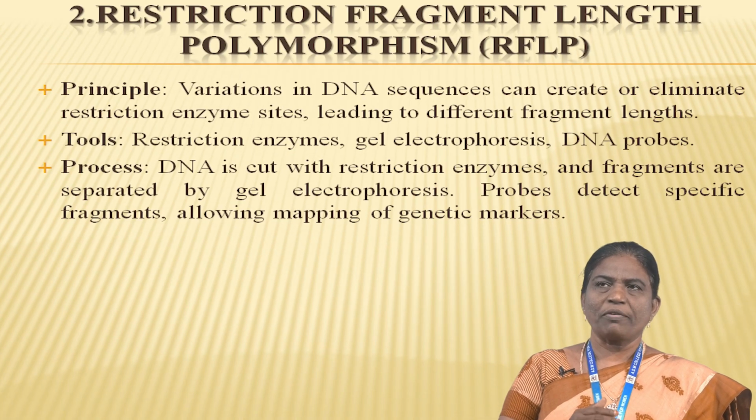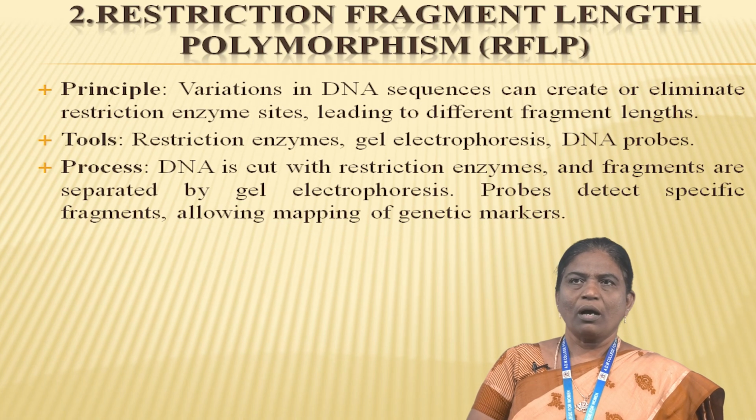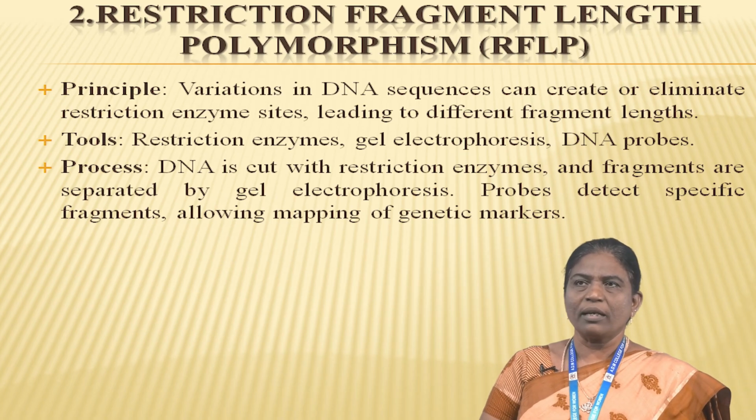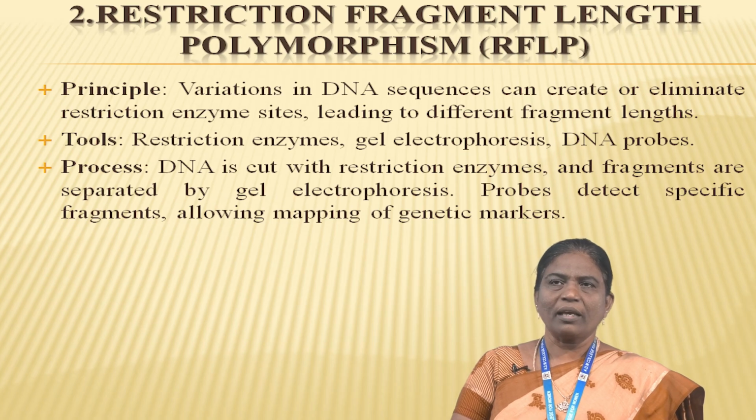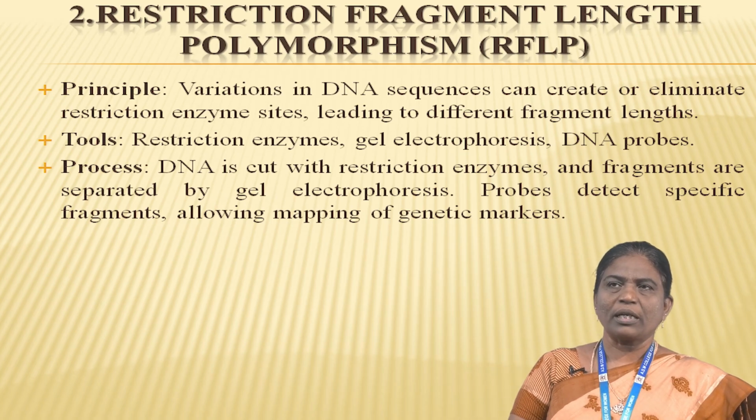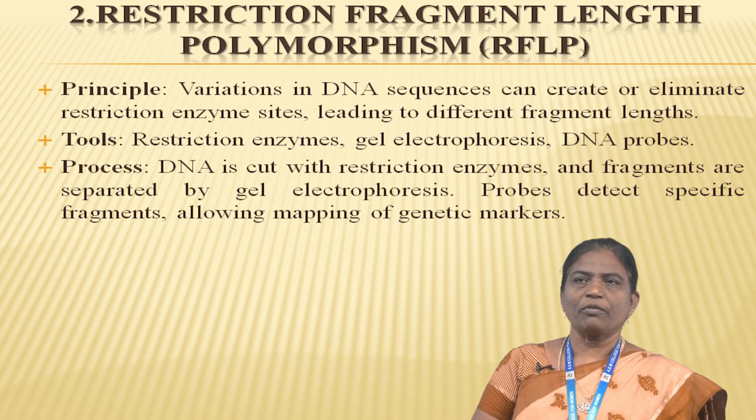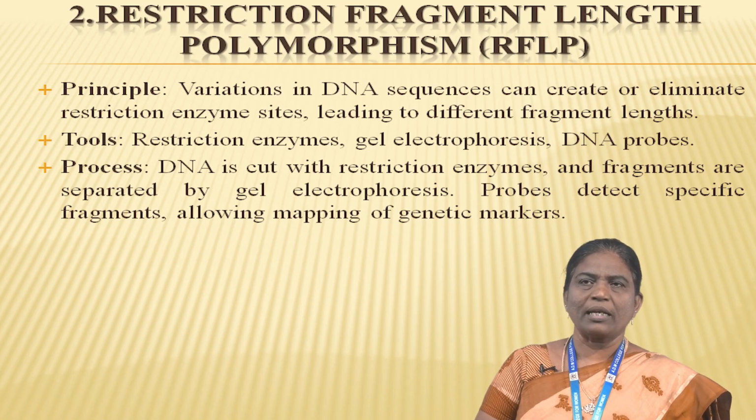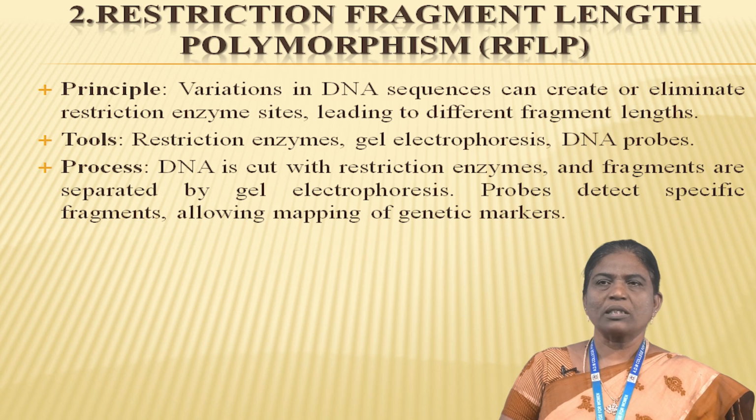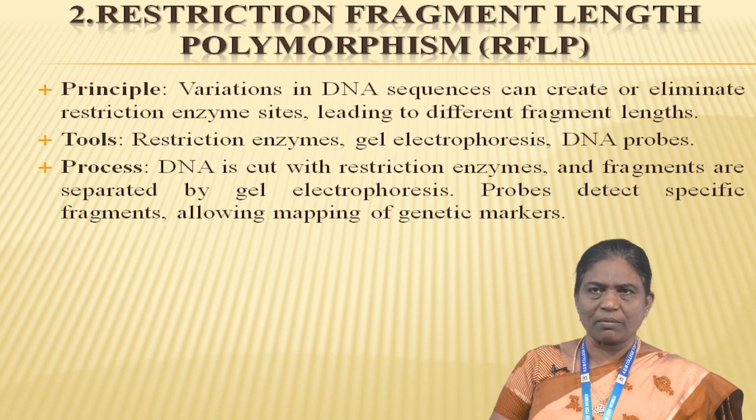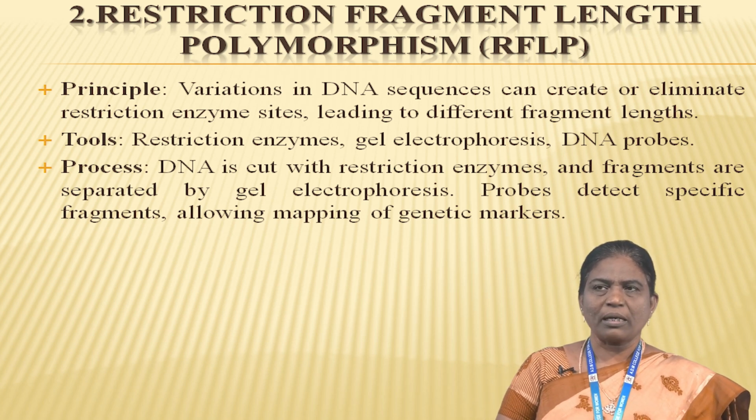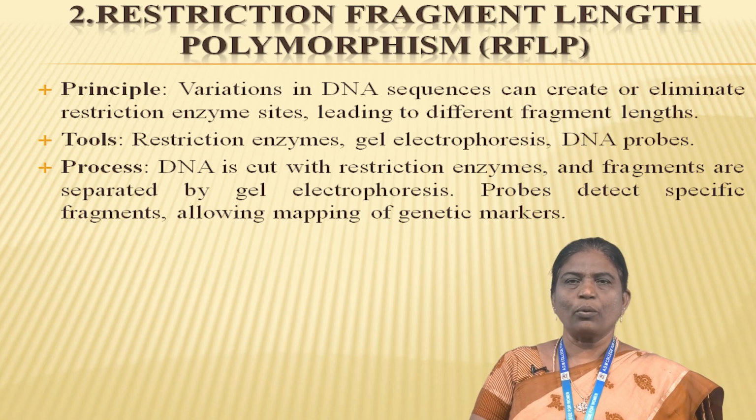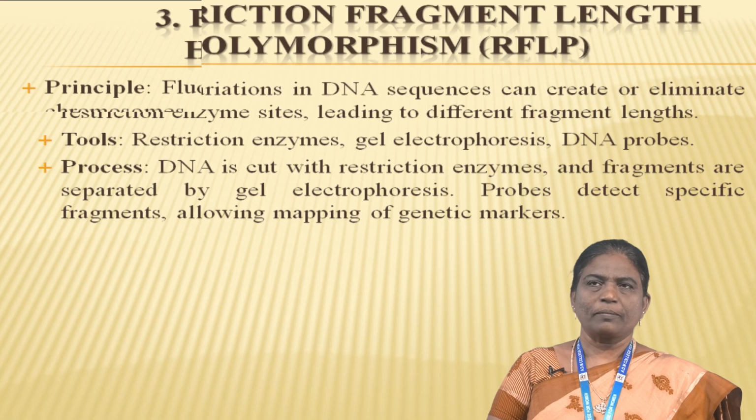The second one is restriction fragment length polymorphism. Here the principle is that variations in DNA sequences can create or eliminate restriction enzyme sites, leading to different fragment lengths. The tools are restriction enzymes, gel electrophoresis, and DNA probes. In the process, DNA is cut with the restriction enzymes and fragments are separated by gel electrophoresis. Probes detect specific fragments, allowing mapping of genetic markers.